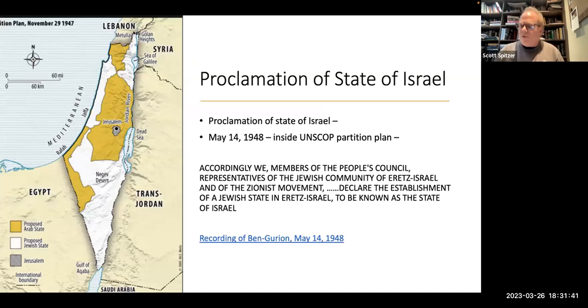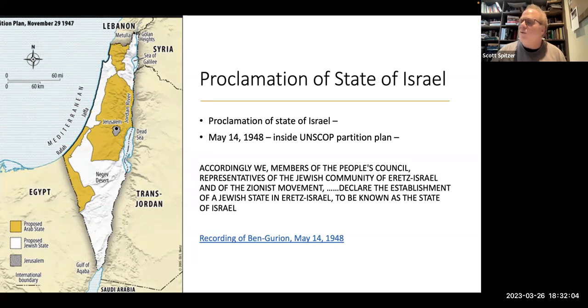On April the 14th of 1948, Israel declares its independence. And this is what they say. I'm going to read part of the Israeli independence declaration because it's so moving to me. This is what Ben Gurion is saying.